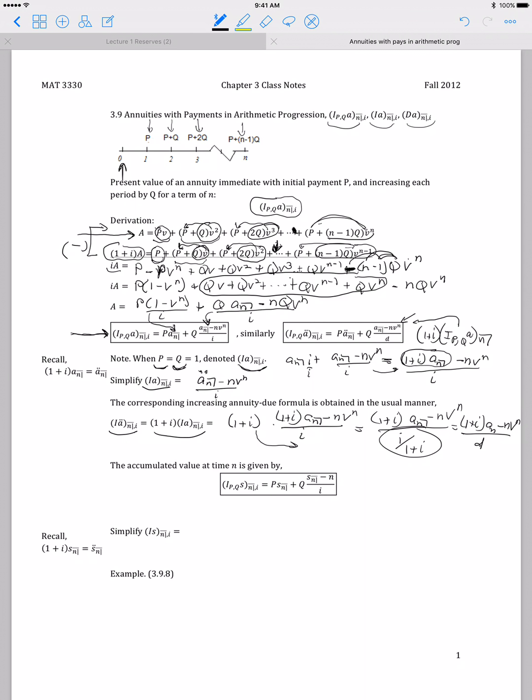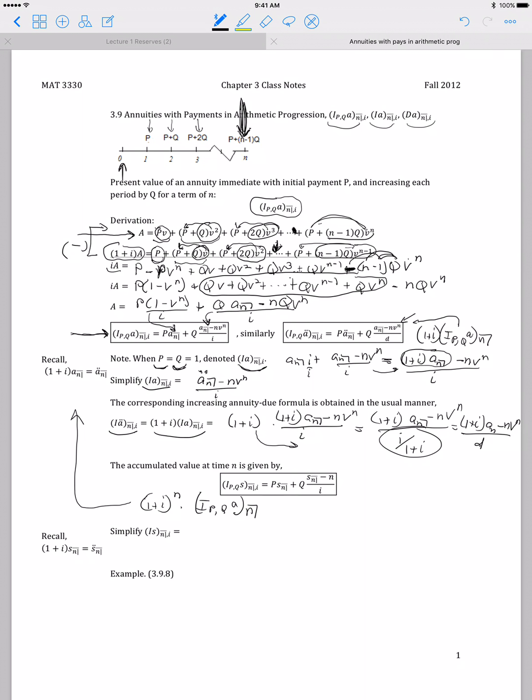Now, another formula that's really handy is if we go back up to that timeline at the very top of the page, we want to value our annuity at the time of the last payment. Then that means we're accumulating all of those payments to the end, and we use the s symbol, or (Is)_pq. And so what we could do is just take and bring forward in time my present value of the annuity immediate by compound interest, by multiplying by 1 plus i to the n.